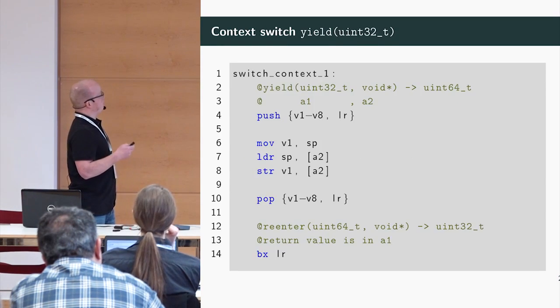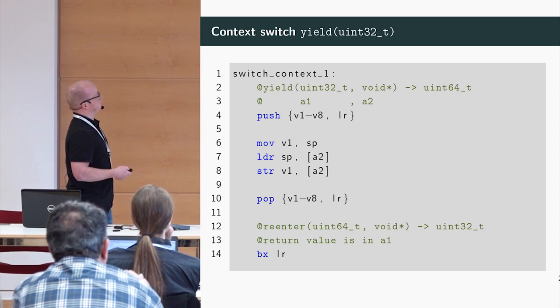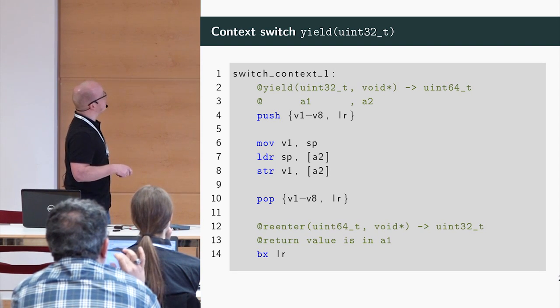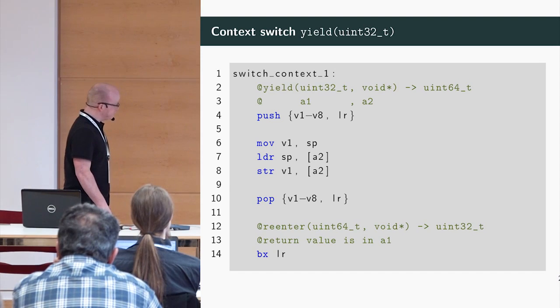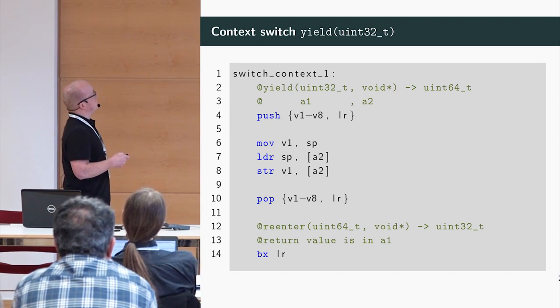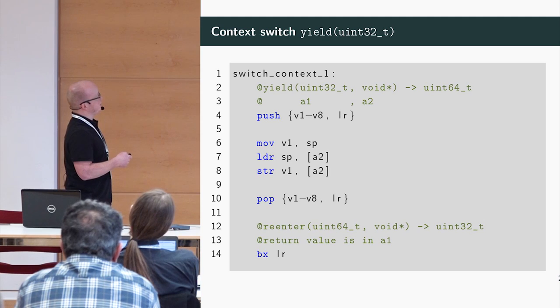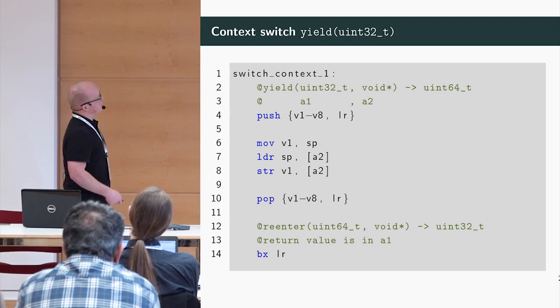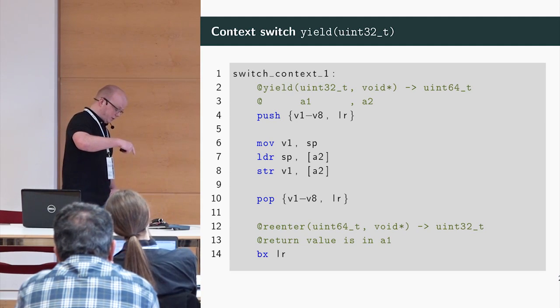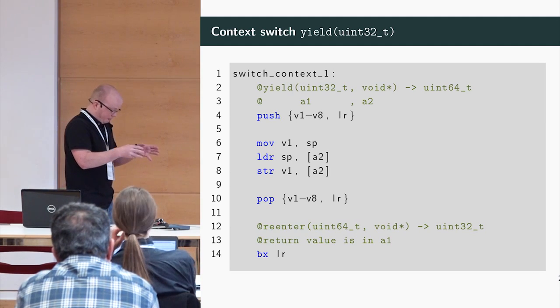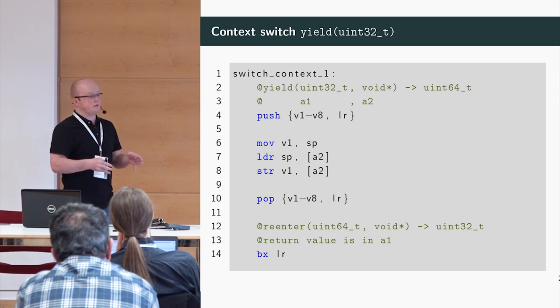So, how does the switch context 1 look? Well, actually, quite similar. We just moved the stack pointer location to A2 from A1. And the reason this works is the following. We're calling yield, or well, switch context in yield, and that's a function with this signature, returning a 64-bit and becoming a 32-bit. But once we're here, we switch the context. We're back in the main context, where we are, in effect, in re-enter, which is a function that returns a 32-bit return value.